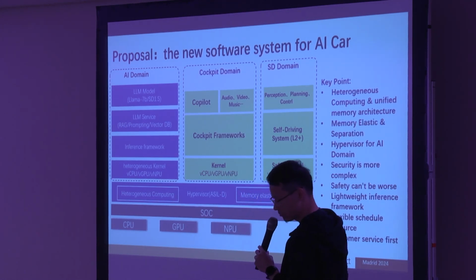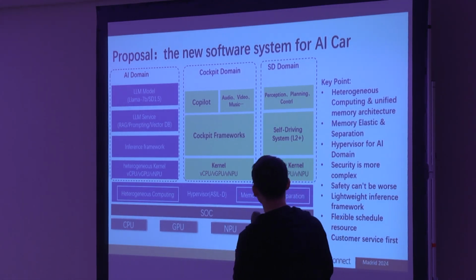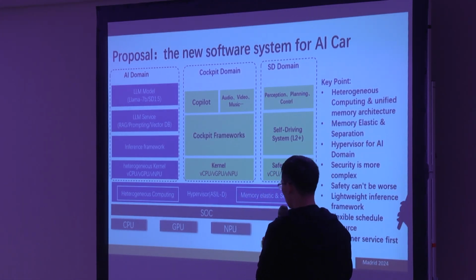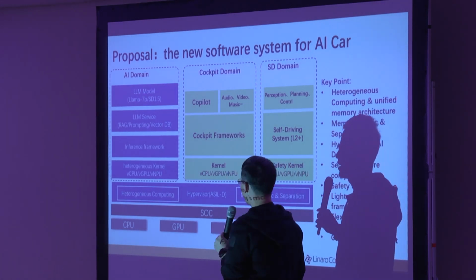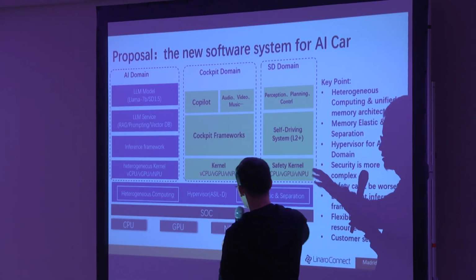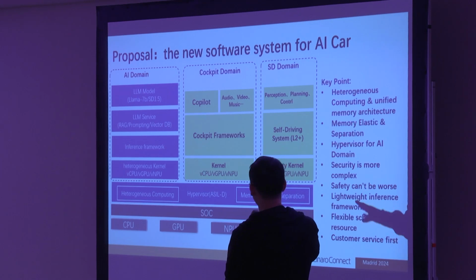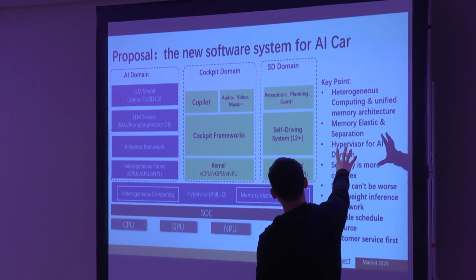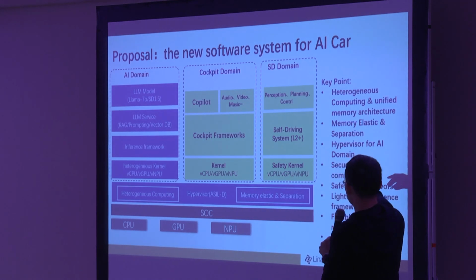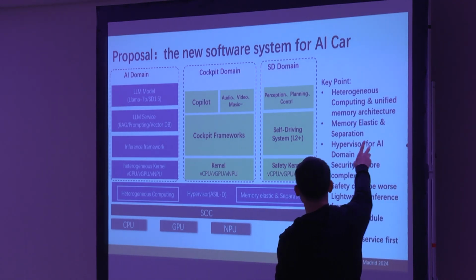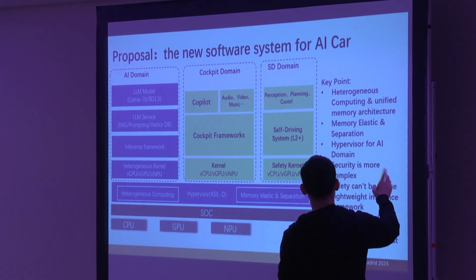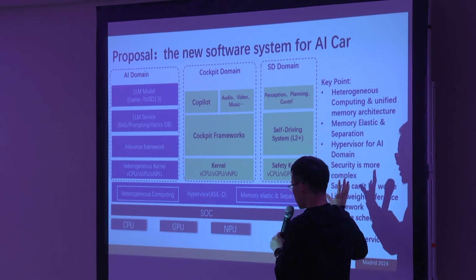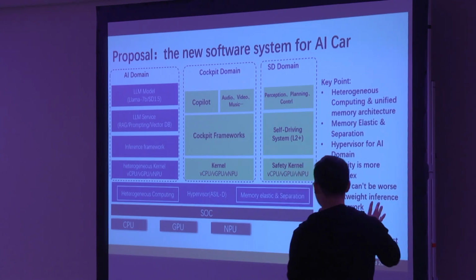Okay, I will give my proposal. After all, we think that the new software system for the AI car is very important, and it will have several key points. The first key point is that heterogeneous computing and unified memory architecture are very, very important to general AI for the AI system.